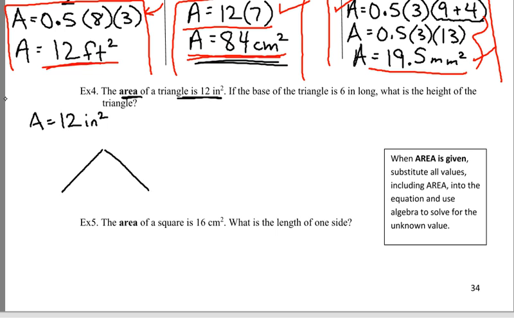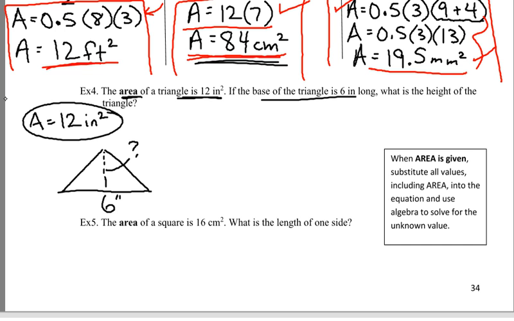Get a visual, sketch a triangle. What do we know? We know the base is 6 inches. What's the height of the triangle? It doesn't tell us. But we do know what the area is. When area is given, just like the little box tells us, substitute all values into the equation. Then use some algebra. But you still start with, because it's a triangle, start with the triangle formula.